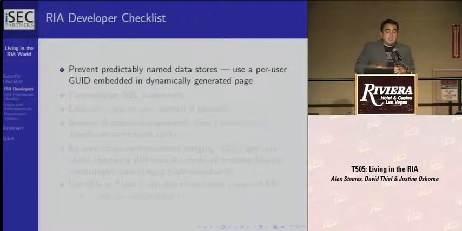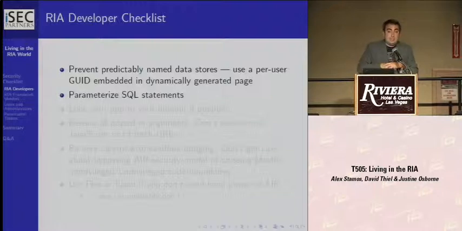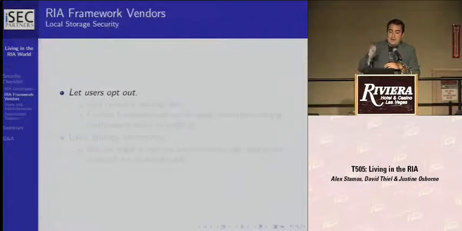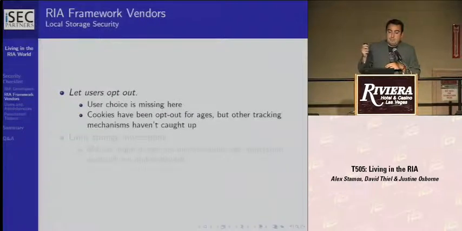So some checklists. If you're a RIA developer, make sure your data stores for local SQL or structured data use non-predictable GUIDs. Use parameterized SQL if you can, although that's not always possible. Lock your app to your domain. Some other stuff. You guys are bad guys, so we'll skip ahead.